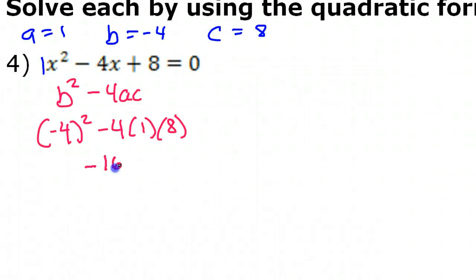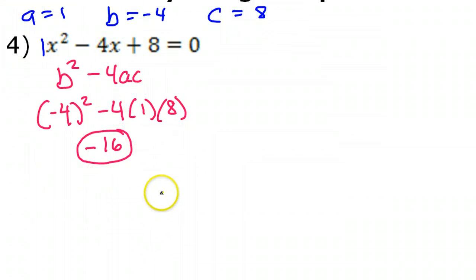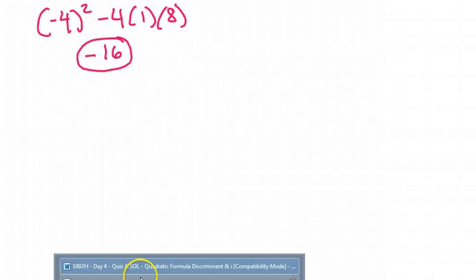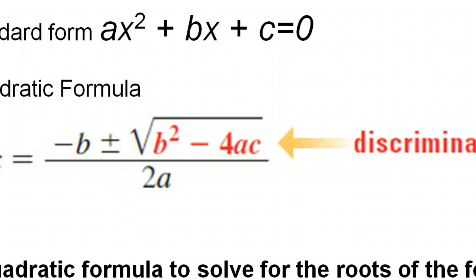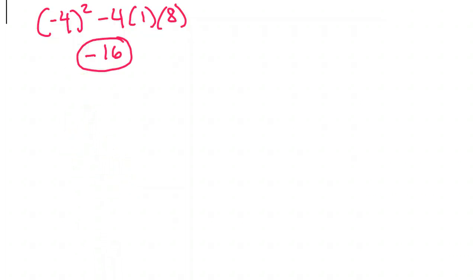Alright, so our discriminant is negative 16. Now we can go ahead and do the rest of the quadratic formula. Okay, and the rest of the quadratic formula, remember, looks like this. Alright, so it's opposite of b plus or minus square root, discriminant, all over 2a. So here we go.